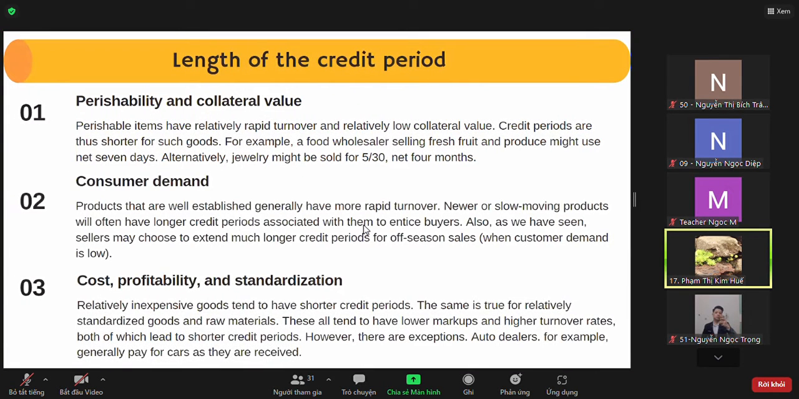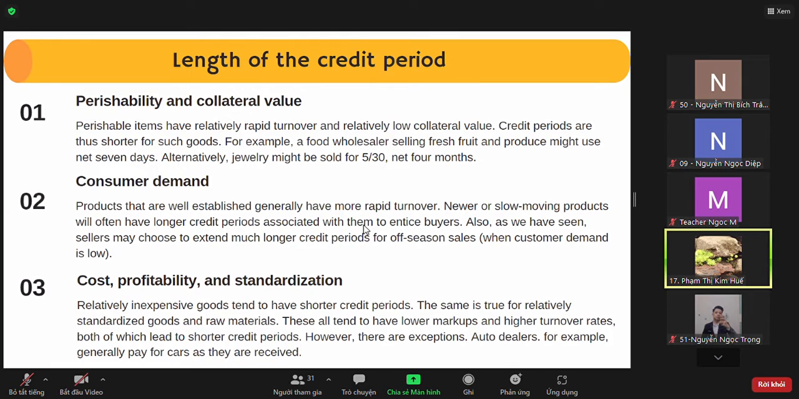The next is the length of the credit period. The first is perishability and collateral value. Perishable items have relatively rapid turnover and relatively low collateral value. Credit periods are thus shorter for these items. For example, a food wholesaler selling fresh food and produce may use net 7 days. Alternatively, jewelry may be sold on 5/30 net 4 months.